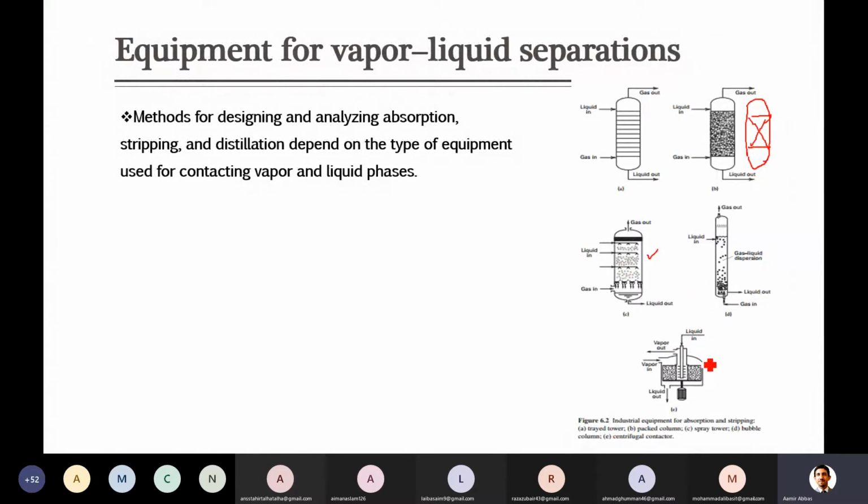The last one shown here is called a centrifugal contactor. In this you apply some centrifugal force. If you look at the diagram, there is some kind of vessel, and you can see some distortion or disturbance or small bubble formation. Here the liquid enters from the top.